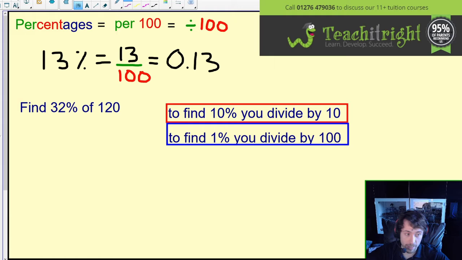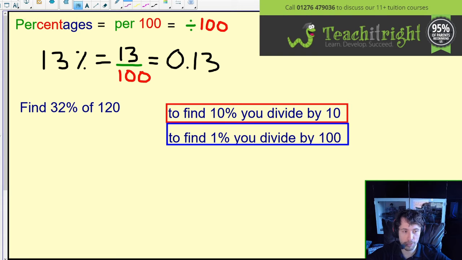Now, the next thing I want us to talk about is how we actually find a percentage of an amount. So this is the classic question, find 32% of 120. And even when we're talking about increases or decreases, the core skill is still going to be finding a percentage, and then maybe as an extension, adding it on or subtracting it. So if you can find percentages of amounts, it unlocks an awful lot of question types.